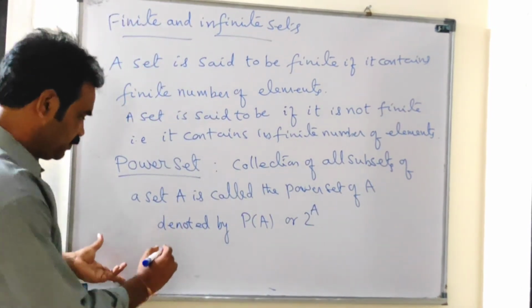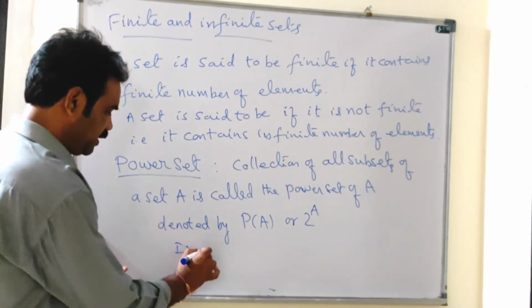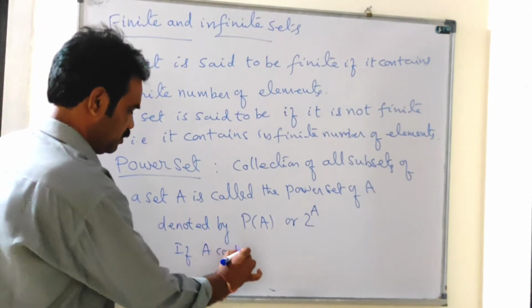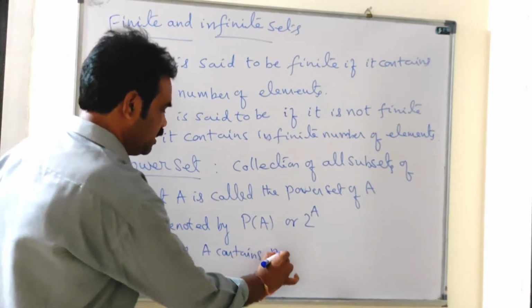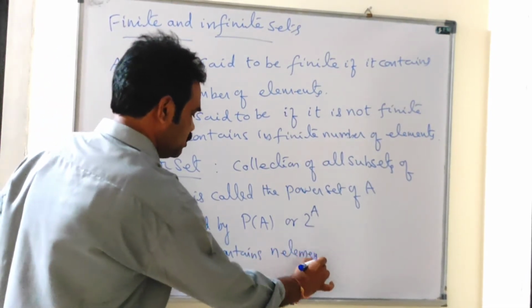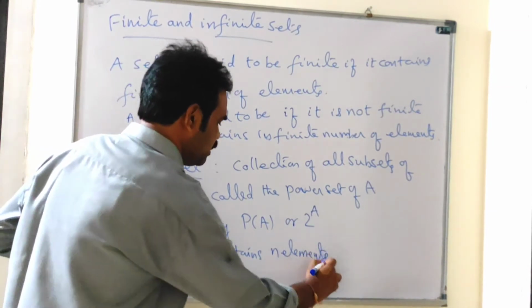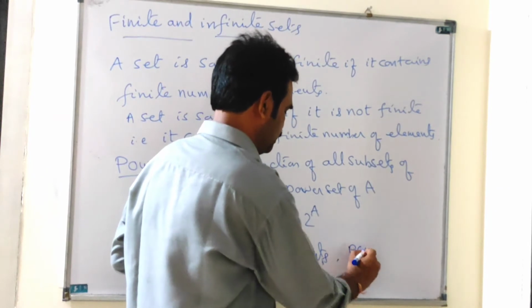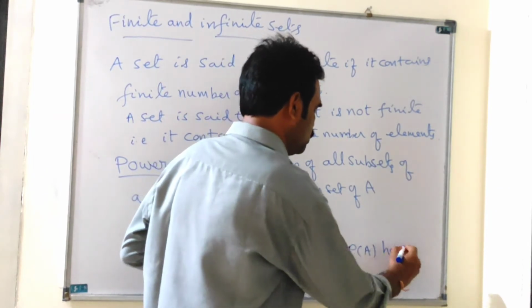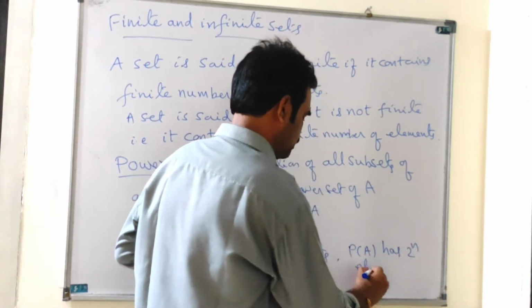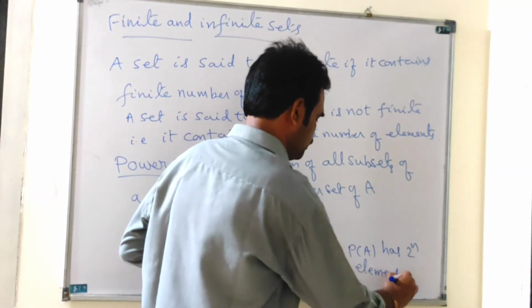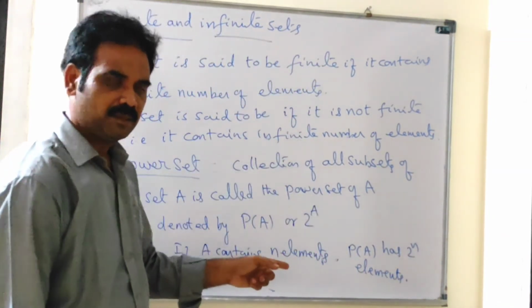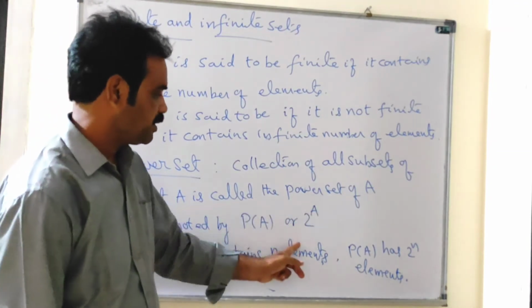If A contains n elements, then its power set P of A has 2 power n elements. Because of this reason, we denote the power set by 2 power A also.